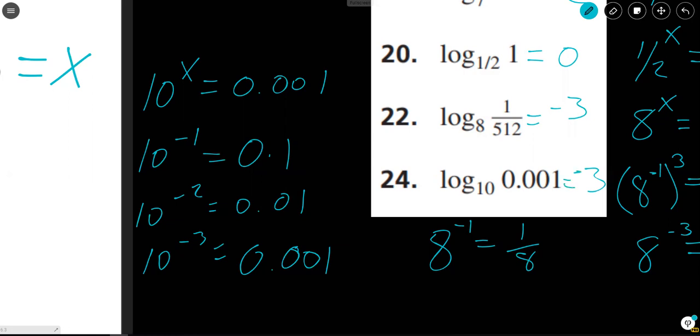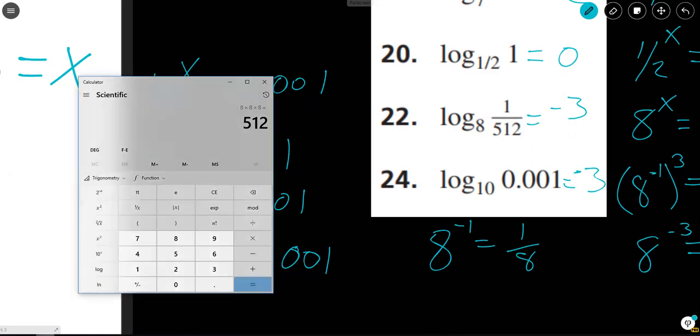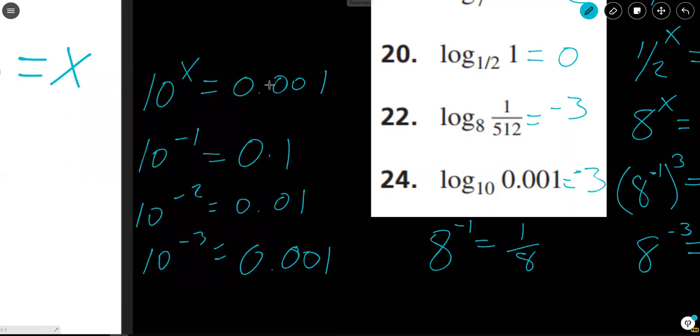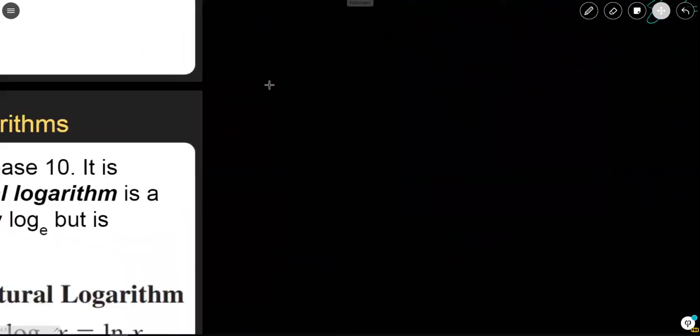So both of these are to the negative 3rd power, and I can actually check the 10 one really easily. 10 to the negative 3rd power, you type the 3 first and then hit this little plus minus sign. If I hit equal, hey, look, 0.001. Same thing with 8. 8 to the negative 3rd power. It's going to give me a nasty looking decimal, but if I take the reciprocal of that, which is just this 1 over x key, sure enough, there's that 512. So the reciprocal of 512, which would be 1 over 512, is 8 to the negative 3rd power. All right, let's continue along.